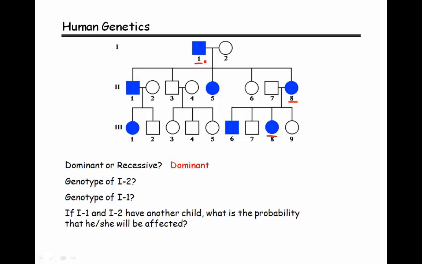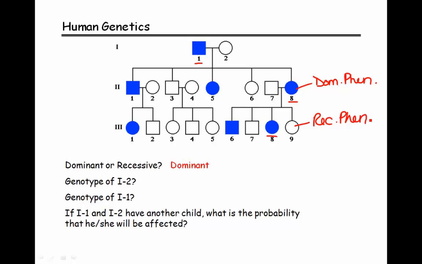So now knowing that this is a dominant pedigree, what that is telling us is that all of these that are colored in, they have the dominant phenotype. All of them that are not colored in, they have the recessive phenotype. Knowing that, we can go through and we can start assigning genotypes.